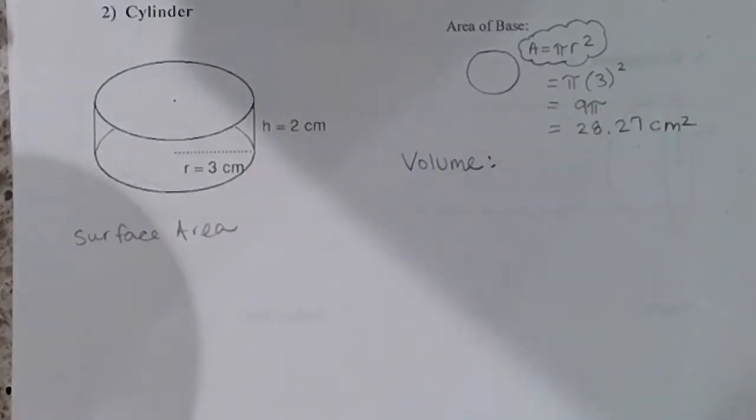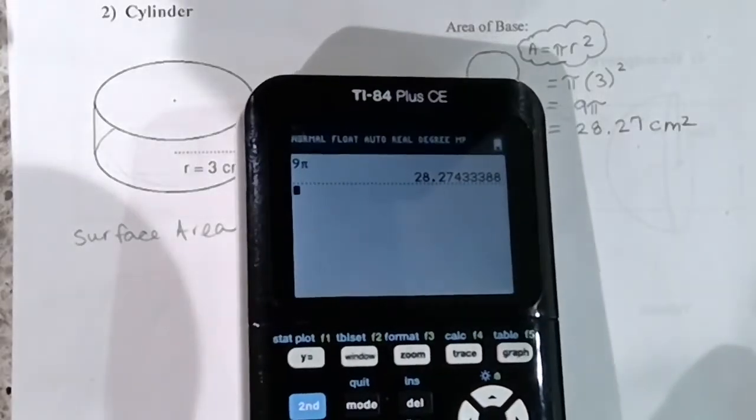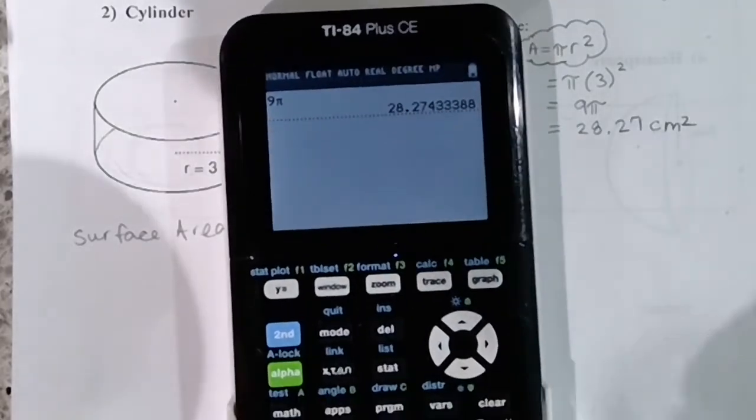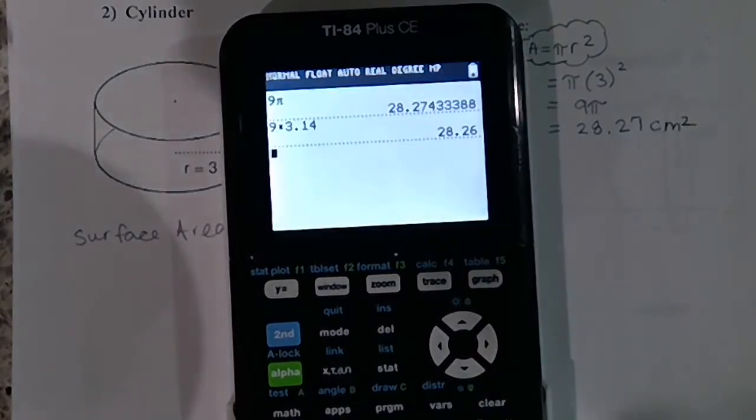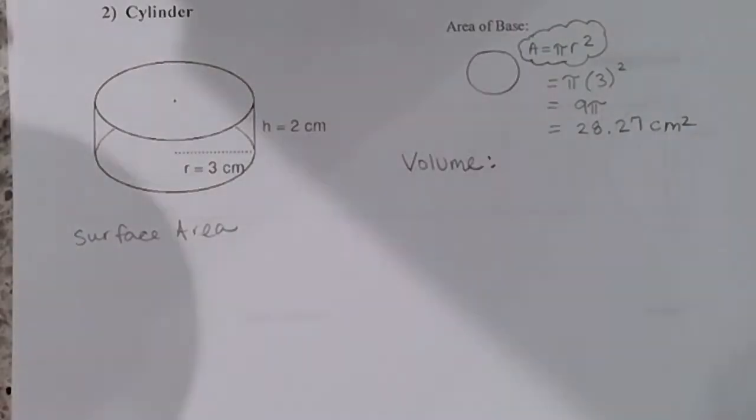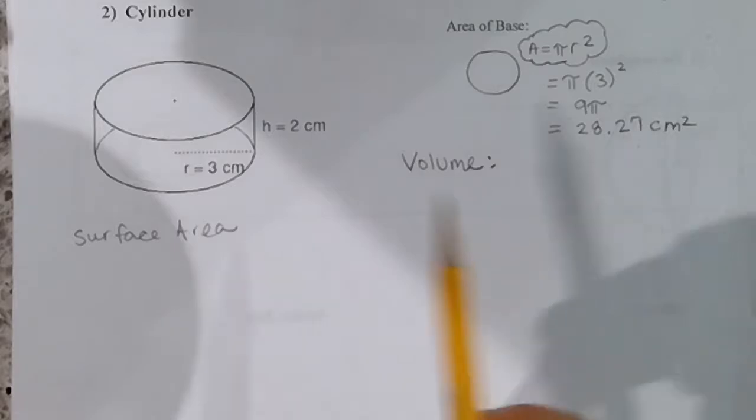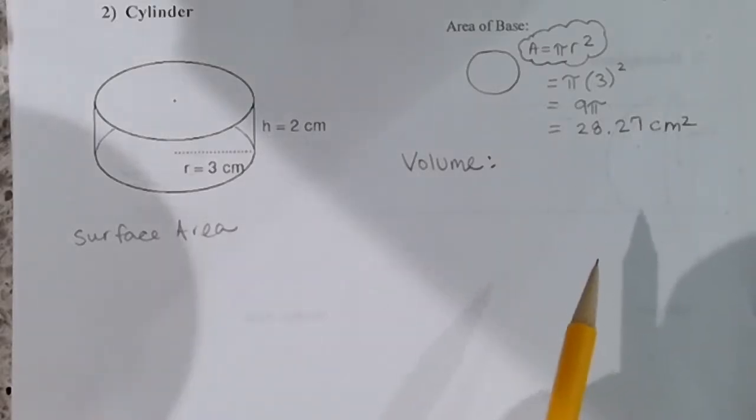If you plug it into your calculator, 28.27. If you had used 3.14, your answers will be a little bit different. And then in the end, they might have a rounding error, but that's fine. Okay. The volume. Volume for a cylinder, there is a formula, but it's actually just like a prism.